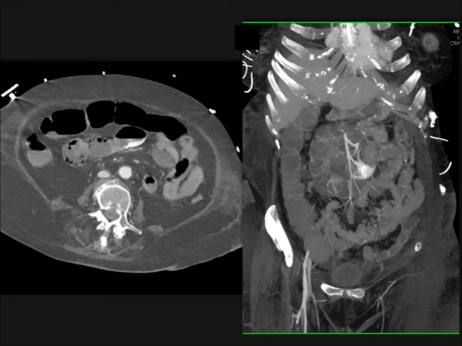And you look at it in the coronal view and you realize what you're seeing is bleeding from a branch off the SMA. So this is an active bleed from the jejunal artery into jejunum, just past the ligament of Treitz. It's not a bowel obstruction, it's not gallbladder disease or a pseudo bleed in bowel. This is the real thing.